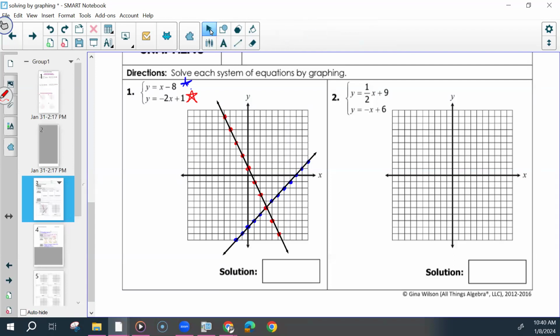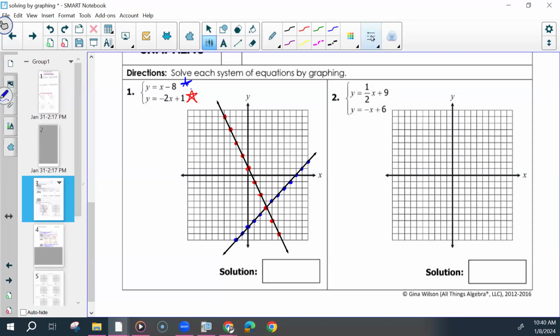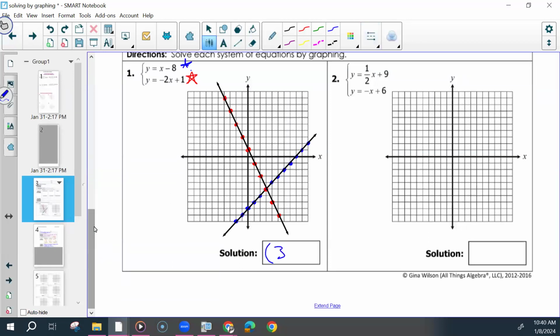Where do they cross? (3, -5). So you would write that in ordered pairs in the solution box. Questions on how we solve systems by graphing?